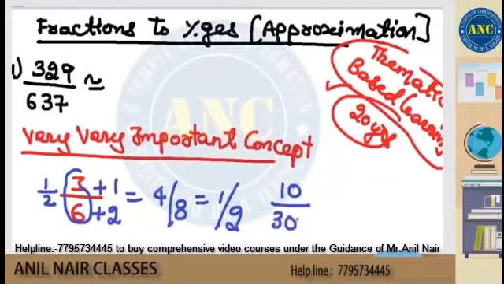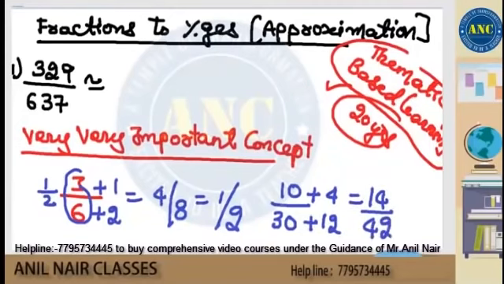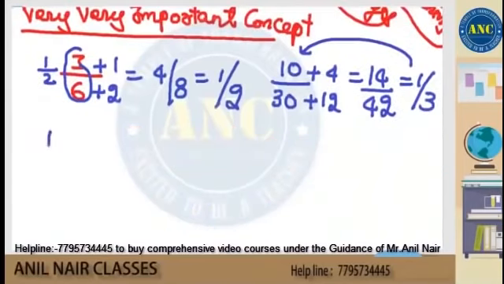10 by 30. Listen carefully. 10 by 30 is in what ratio? 1 by 3. So if I add any number which is of the form 1 by 3, like 4 by 12, it will become 14 by 42. 14 by 42 is 1 by 3, which is the same ratio. You should know this, otherwise it will be very difficult in your arithmetic based DI.